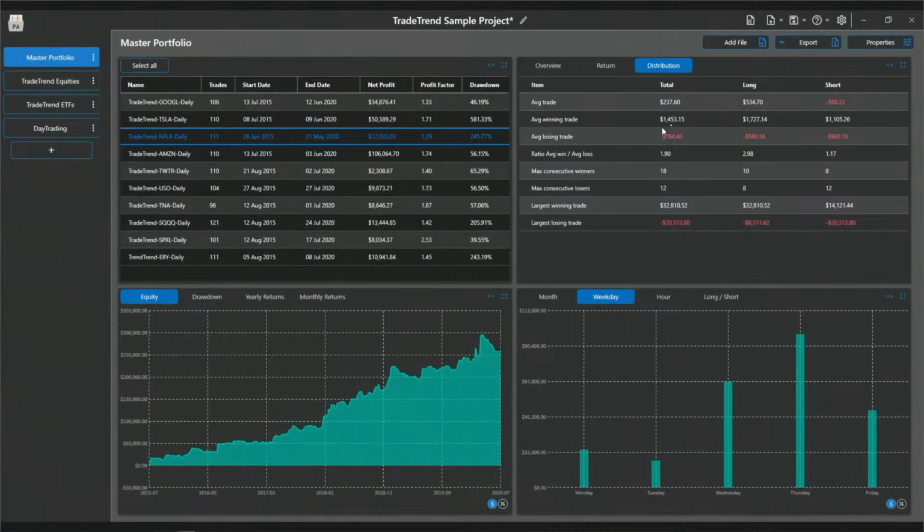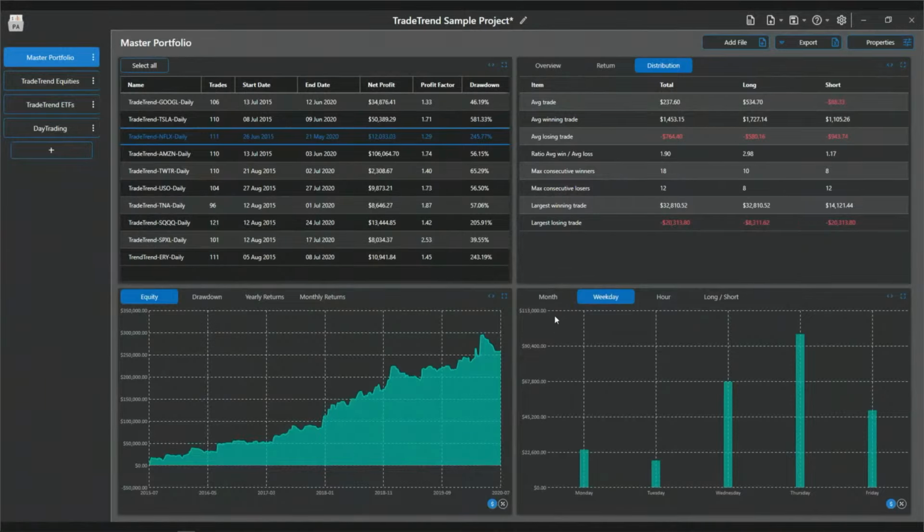Meaning, okay, how big is my average winner? How big is my average loser? How many consecutive winners did I have in my portfolio versus consecutive losers? What was my largest winner versus my largest loser? And so forth. And now the most exciting part of the Portfolio Architect is this window down here.